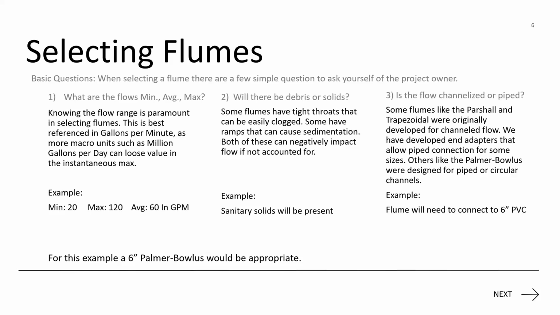So as a quick example, say we're working with a customer, I'm going to have a minimum of 20 gallons per minute, a max of 120, and an average of 60. We'll move through these example by example, and then we'll prescribe at the end.